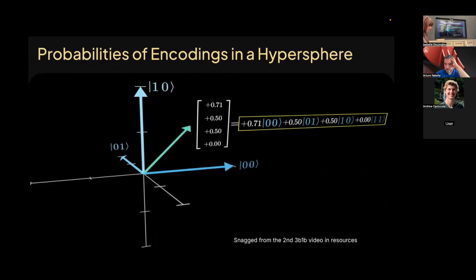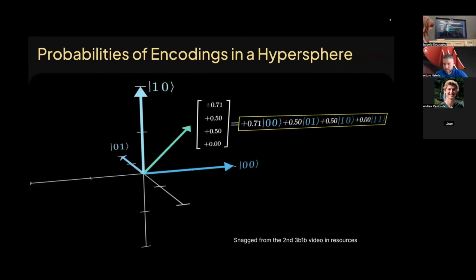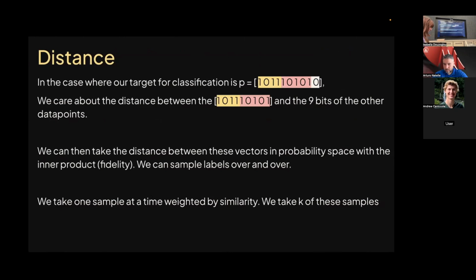In our hypersphere, we say, okay, this is our point P, and this is some sort of dimension in our data space. This is another dimension in our data space. So really, in our data space here, we have 9 bits. So we have 9 to the power of 2 different little pointers here. Okay. So we have a very, very large sphere.